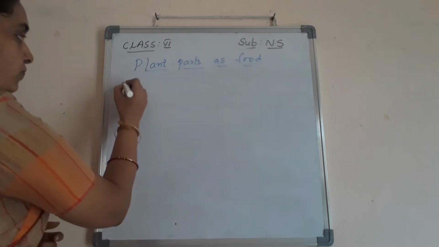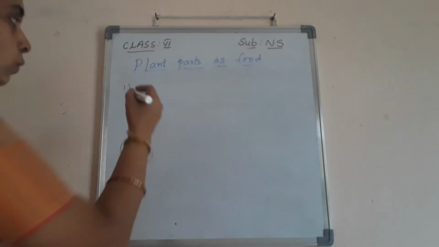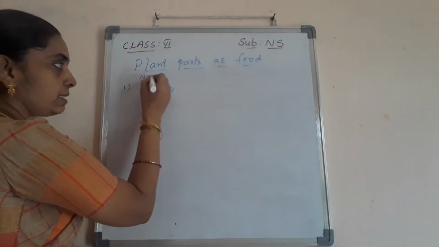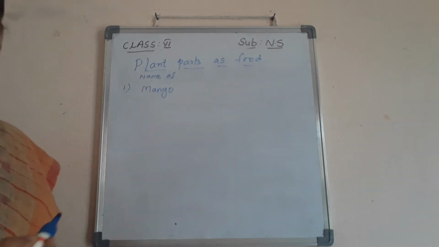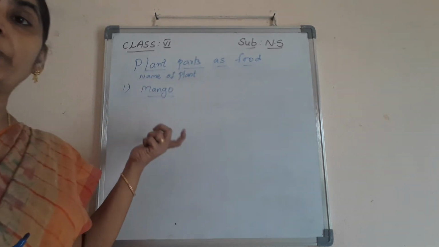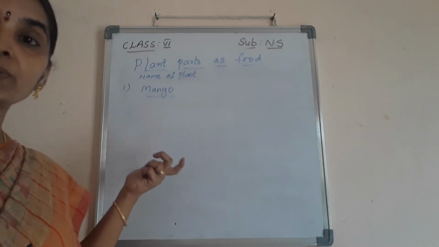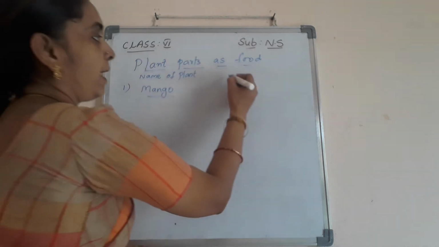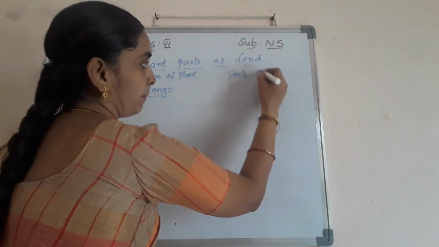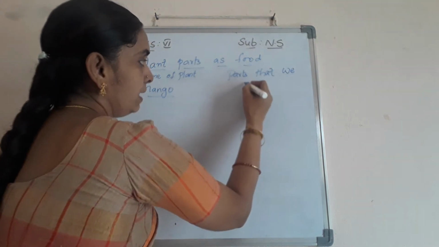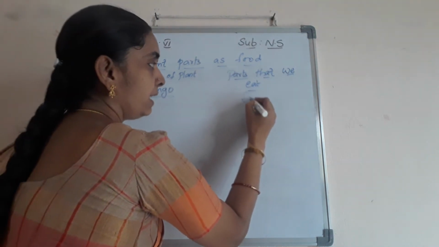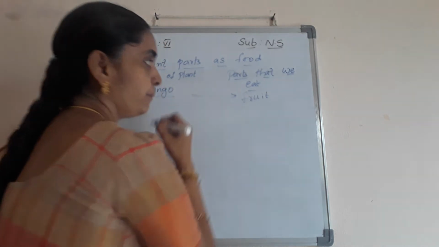Okay, so the first one is mango. It is the name of the plant here, or the plant from which you take the fruit. Which part of the mango plant do you take as food? Okay, children, now you are going to write the parts of the plant that we eat. From the mango plant, which part do you eat? You eat the fruit part. So that is the answer.